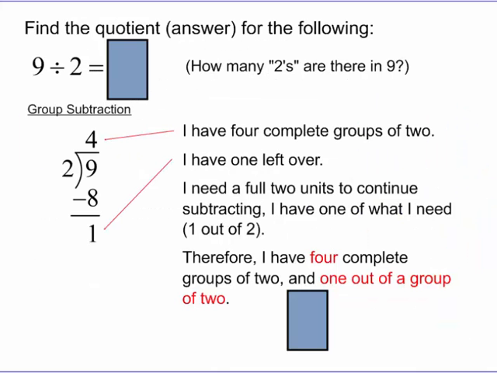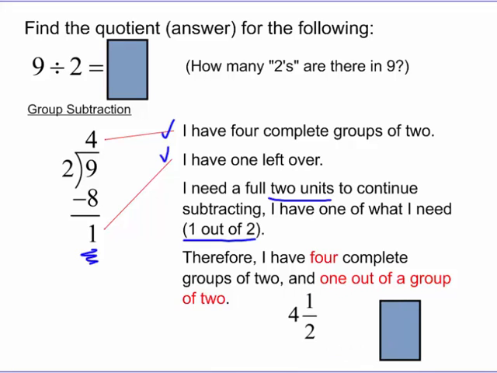If I look at this from a group subtraction standpoint, how many groups of 2 fit into 9? Well, 4 groups of 2 would give me an 8. If I subtract that, I'm left with 1 on the bottom here. So I have 4 complete groups of 2. I have 1 left over, and I need a full 2 units to continue subtracting. I have less than 2 units, so I can't keep subtracting 2's from this. So I have 1 out of 2. Therefore, I have 4 complete groups of 2 and 1 out of a group of 2, and it would look like that. There's our 4.5 again.